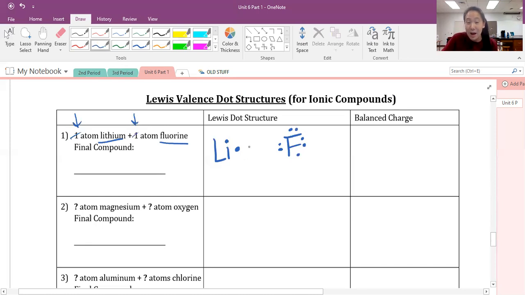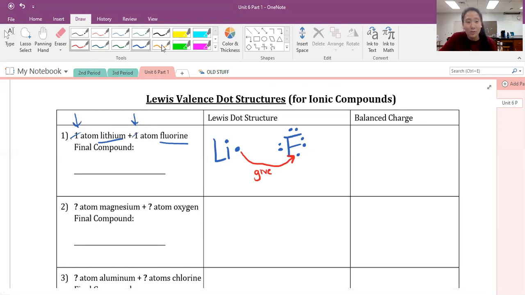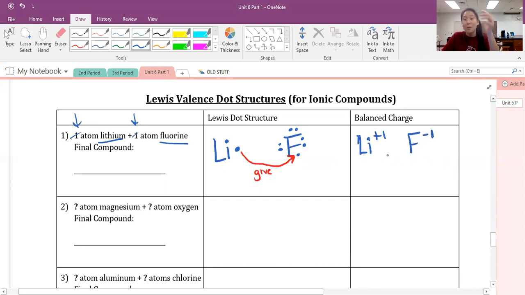So what's going to happen? How do they both win here? Lithium wants to get rid of this. Fluorine wants to pick some up. So lithium is going to give this electron to fluorine. Okay, it's going to give it away. Goodbye, right? So then how do they win? If you look on this side, lithium now has a +1 charge and fluorine now has a -1 charge because lithium lost 1, but fluorine gained 1, right?